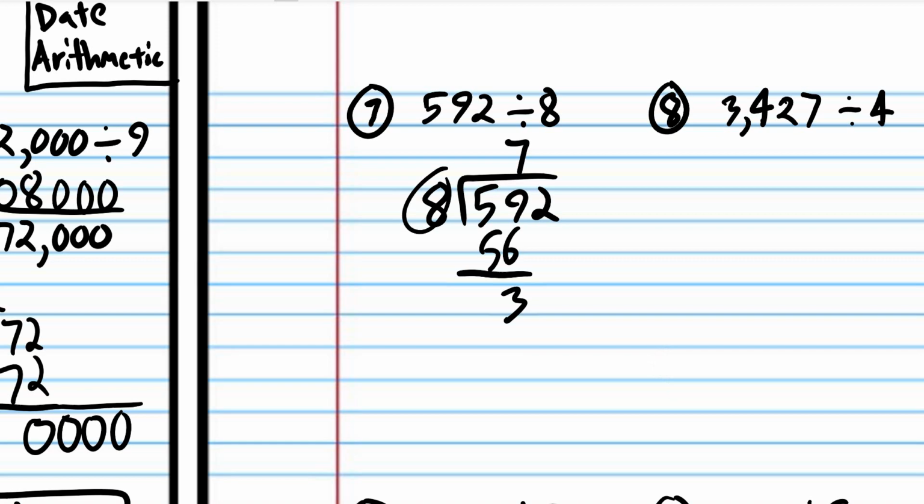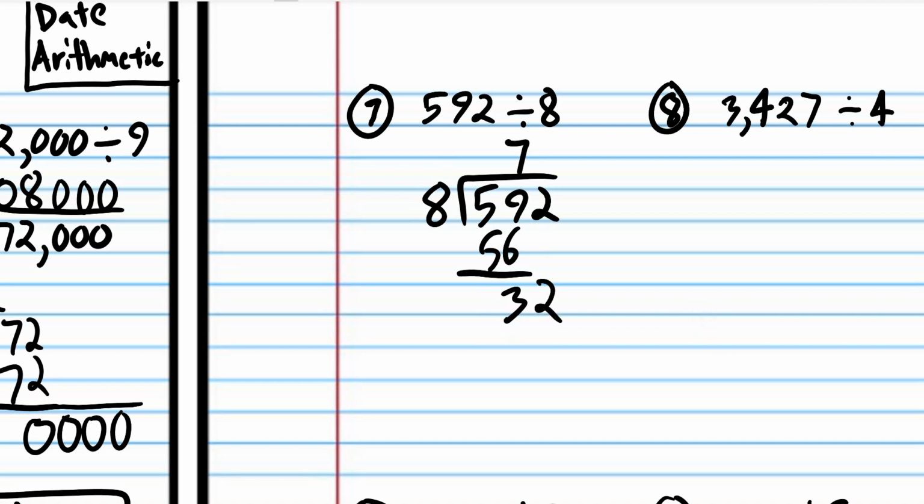And 8 doesn't go into 3. Well, of course it doesn't go into 3. Remember, it's never going to go into 3. We know we did it right because the remainder is smaller than the divisor. So as usual, we always have to bring down the next number. And we start the cycle over again.